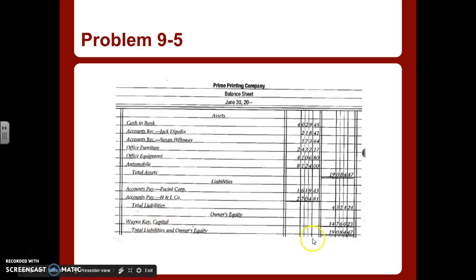Owner's equity, Wayne K. Capital, taken from the statement of changes in owner's equity here. And then we finish up with our calculation, which is liabilities plus owner's equity equaling $19,084.47, which equals the total of assets, meaning assets equals liabilities plus owner's equity. The accounting equation proves.